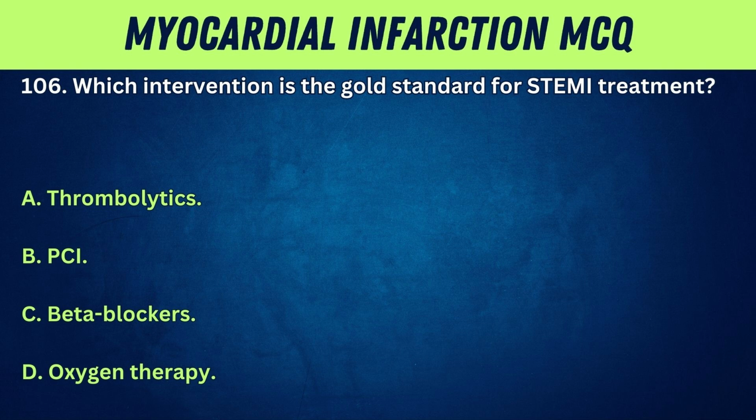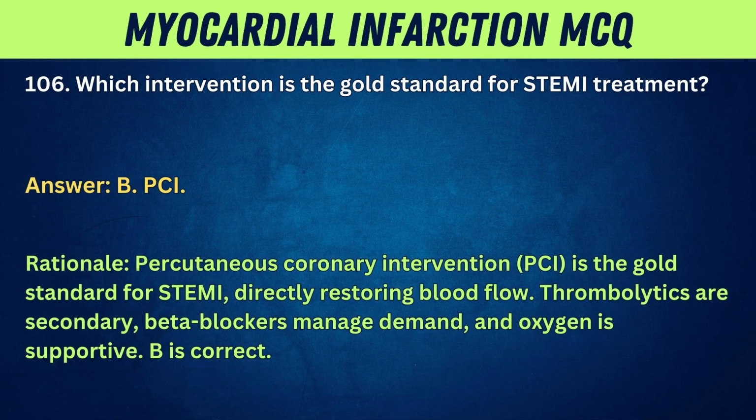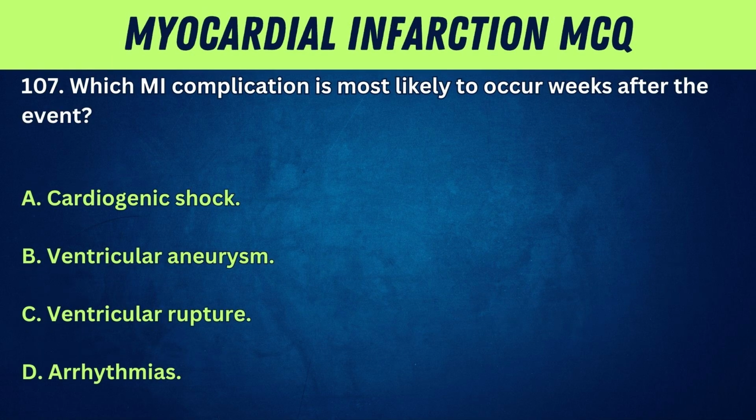106. Which intervention is the gold standard for STEMI treatment? A. Thrombolytics. B. PCI. C. Beta blockers. D. Oxygen therapy. Answer: B. PCI. Rationale: percutaneous coronary intervention, PCI, is the gold standard for STEMI, directly restoring blood flow. Thrombolytics are secondary, beta blockers manage demand, and oxygen is supportive. B is correct.